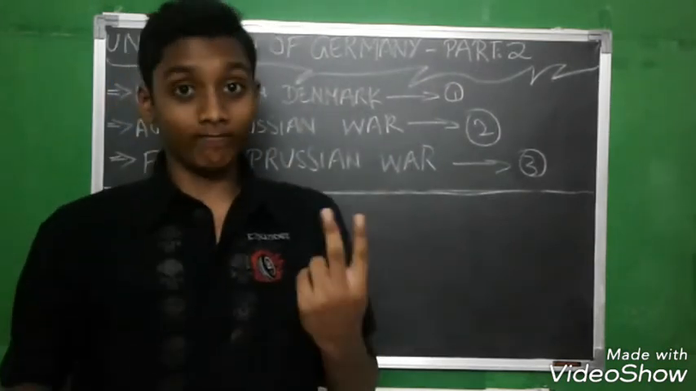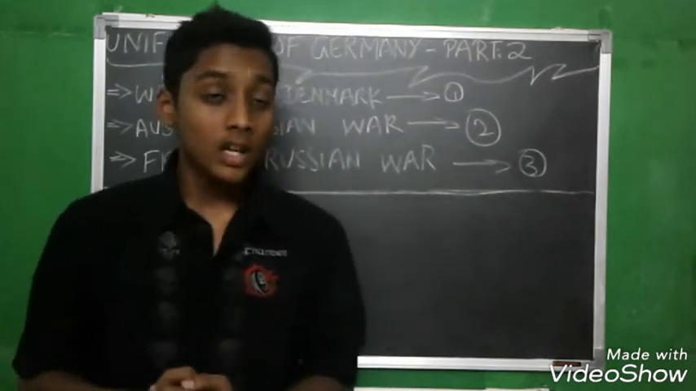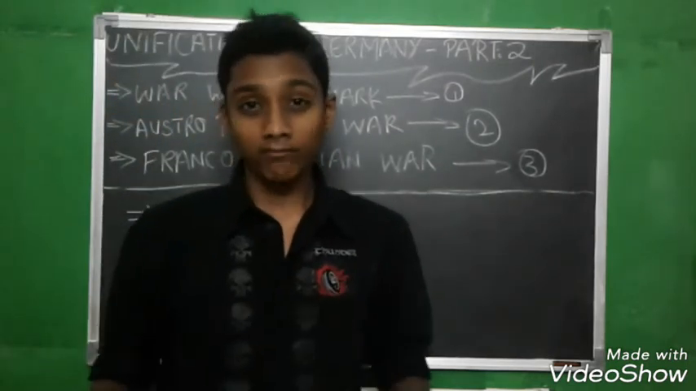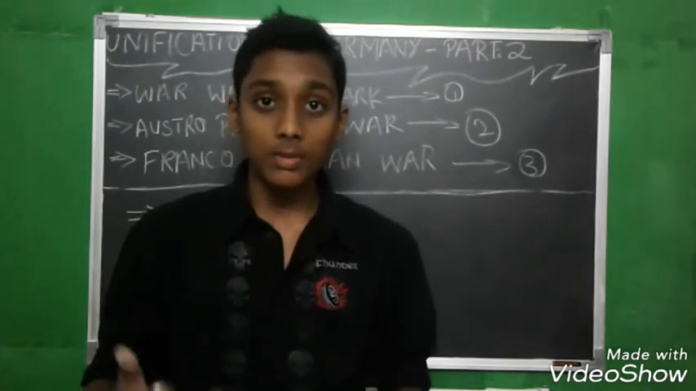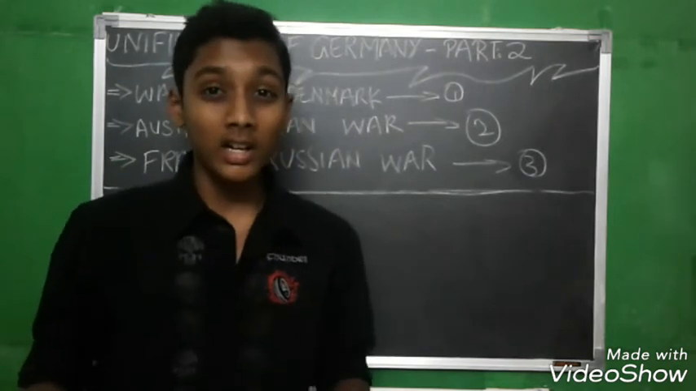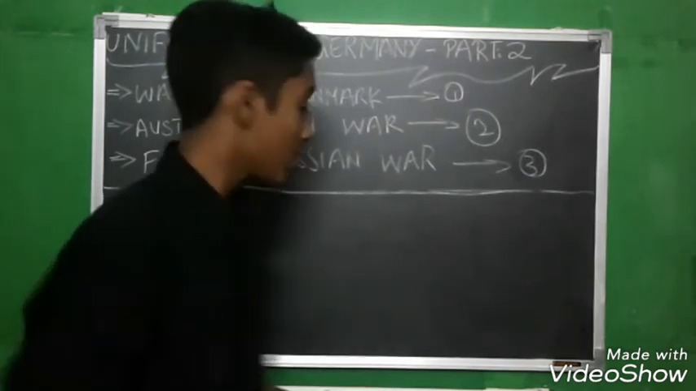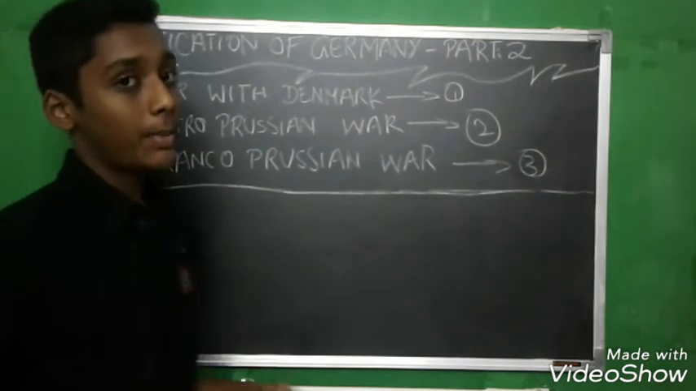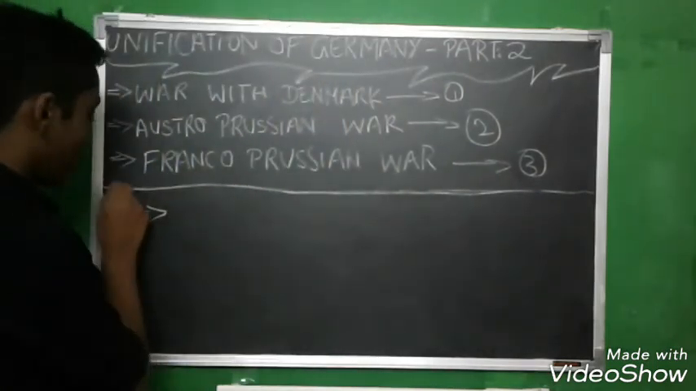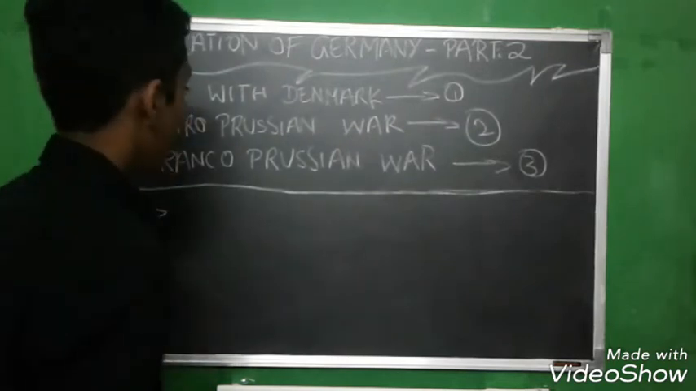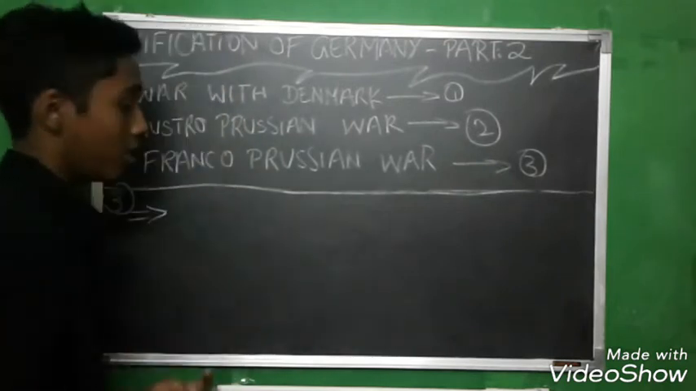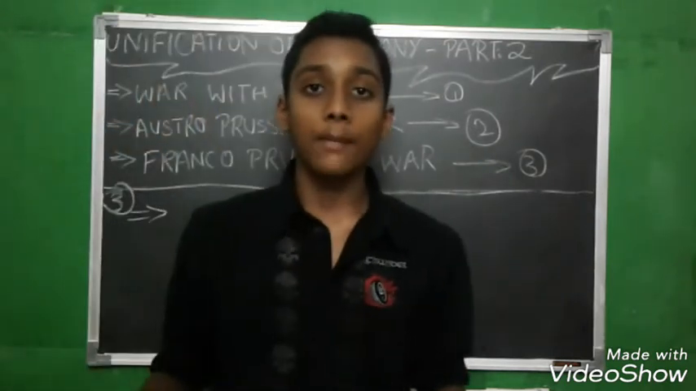There were two choices for the king of France. One was war, or the other was for Bismarck to fulfill the promise. That was gone, so the only choice was war. This led to a war between France and Prussia. This was known as the Franco-Prussian War, and this was the third and final war.